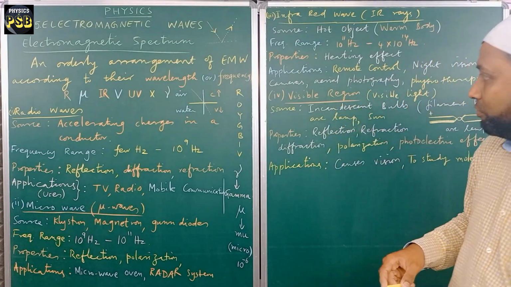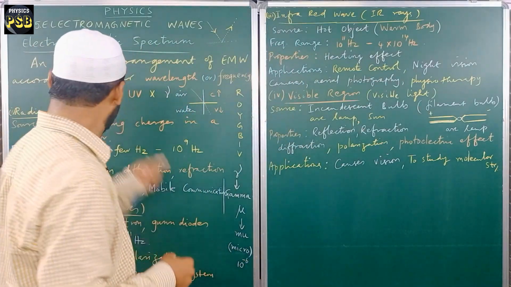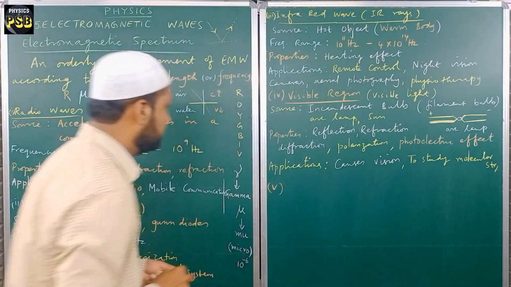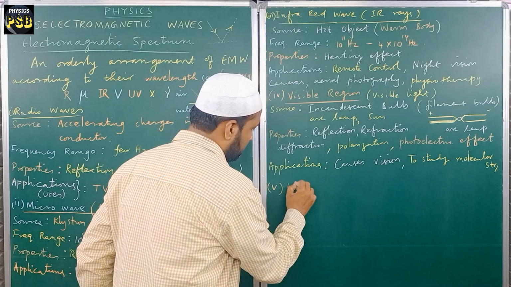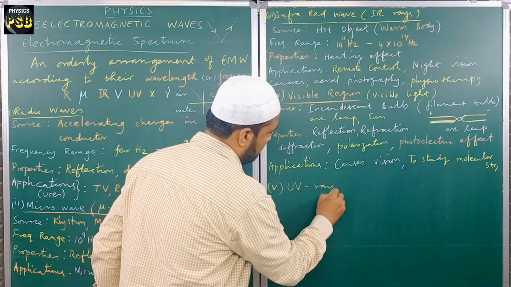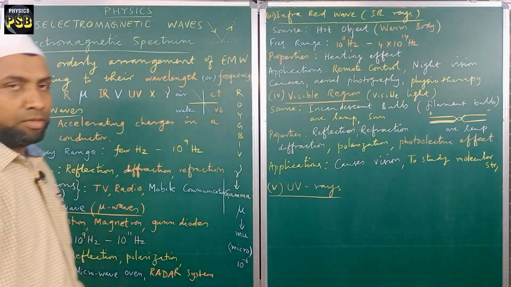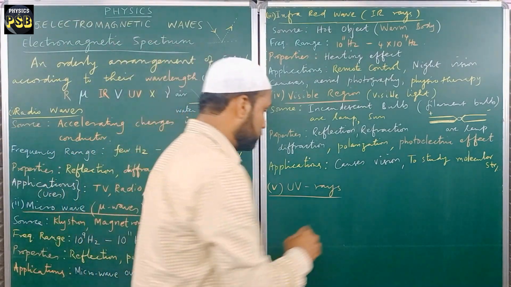Now I'll go to the fifth part of the electromagnetic spectrum. What is that? It is nothing but the UV region, or UV rays, or UV waves, whatever you call it. UV stands for ultraviolet.